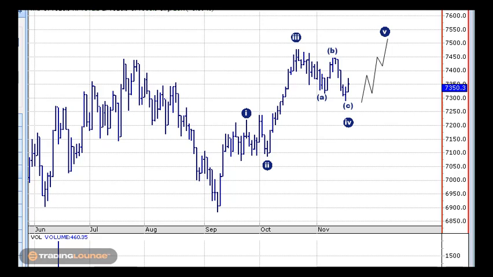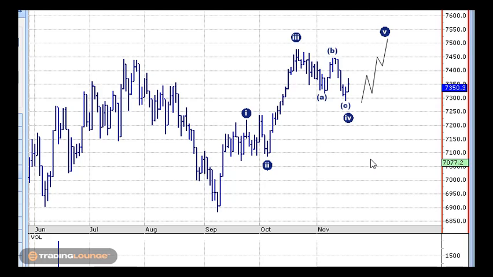So in this instance, we've got a count from the low here in September of wave 1, an A and a B and a C for wave 2, and then up for the third wave here. And then looking at this correction here, I thought it might just be simple. So originally we had wave 4 here, and now we can count it as an A and a B and a C wave here. And now looking for 5 waves up to finish this run up.